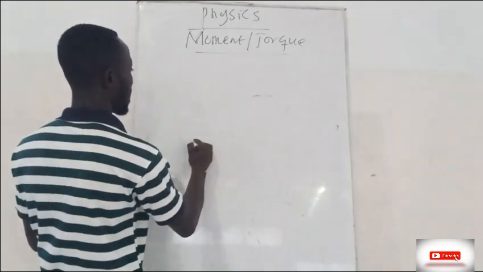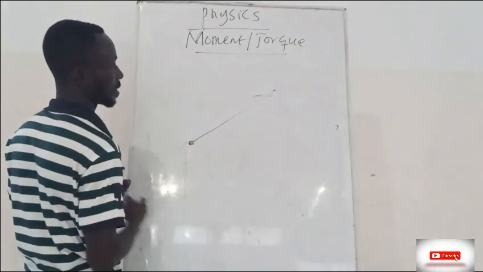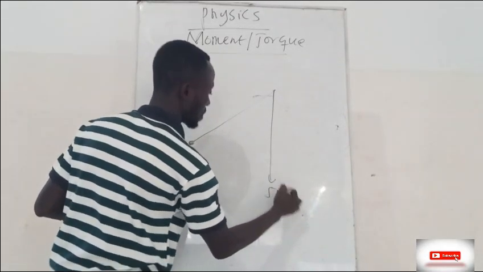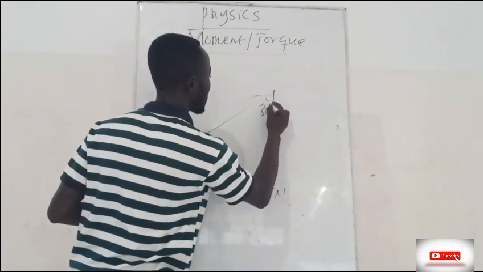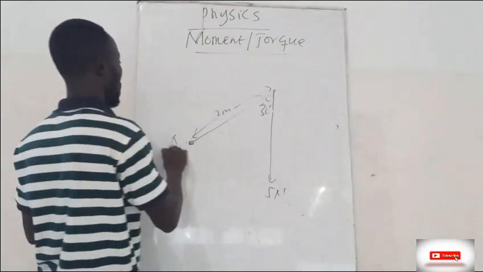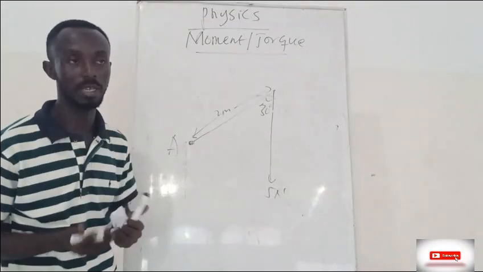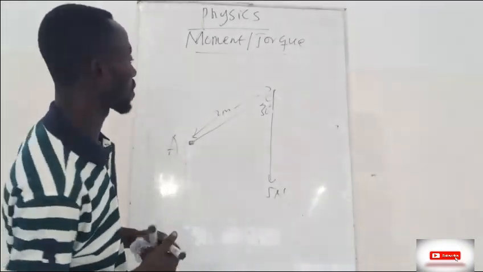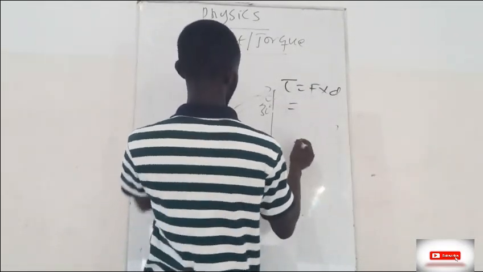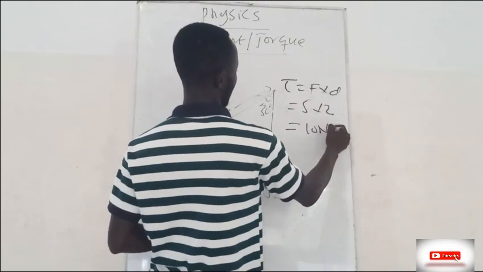This time around, you have your bar like this, and the force is here. 5 Newton. The angle here is 30 degrees. That will be like 2 meters. And you are asked to find the torque about A, or the moment about A. Now, I know someone will quickly say, oh, moment equals force times displacement, so 5 times 2. And the person will get 10 Newton meters.